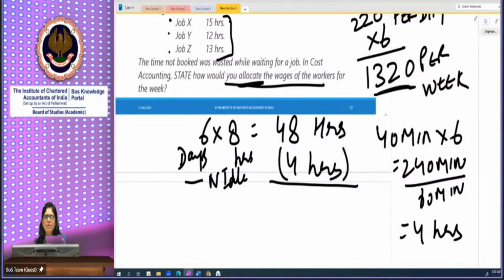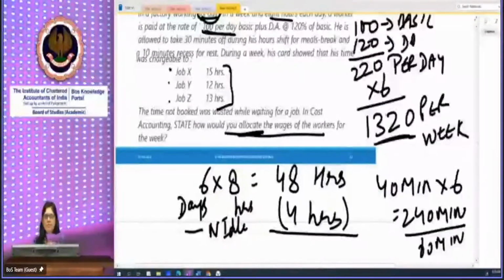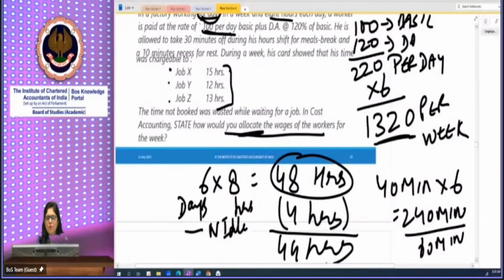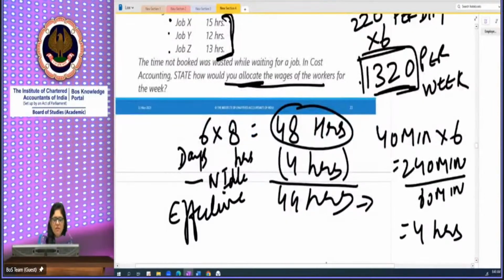In a 48-hour week, the worker is paid for 48 hours, but the effective hours are 44 hours. And 1320 we are paying for 1 week. So how much is to be calculated per hour? See, the job is on a per hour basis, so we have to calculate the rate per hour. Clear? We have calculated the cost. Now we have calculated effective hours. Effective hours are 44 hours.